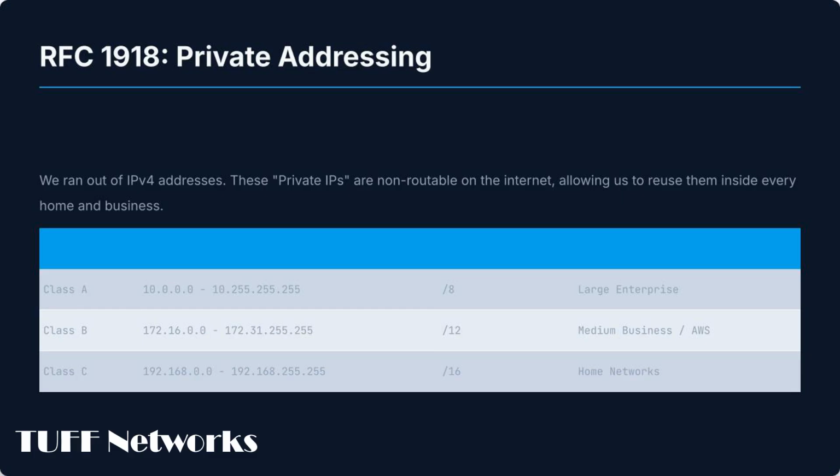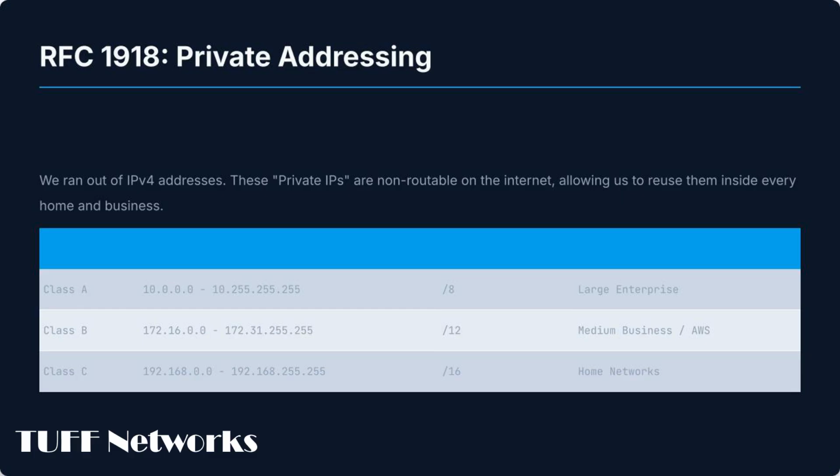So why does the internet still work? Why didn't the web collapse? 2 reasons: private addressing and NAT. Engineers created a set of specific IP ranges defined in a document called RFC 1918. These are private IPs. You see them all the time.